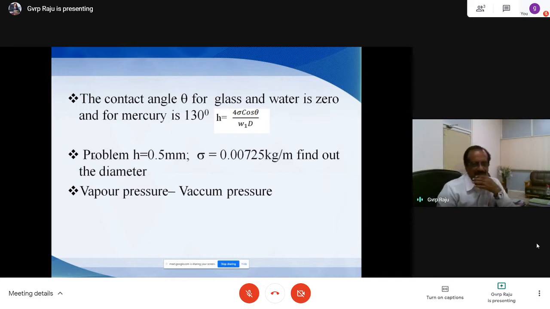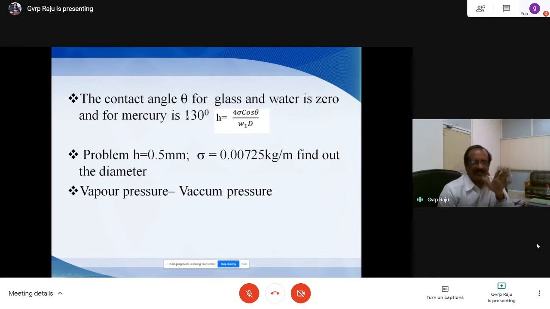This is on capillarity. So more or less all the questions are related to this. This theoretical background will give you confidence when you exactly discuss the questions and answers of objective questions. So the contact angle theta for glass and water is 0. As you know, capillarity is due to both cohesion and adhesion. Try to remember that. Surface tension is due to cohesion, whereas capillarity is due to both cohesion and adhesion. So the contact angle theta for glass and water is 0, and for mercury 130 degrees.